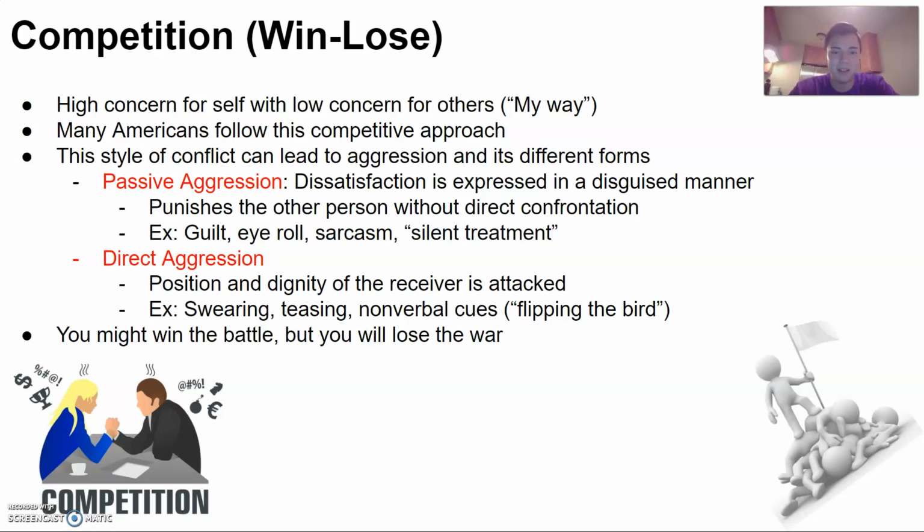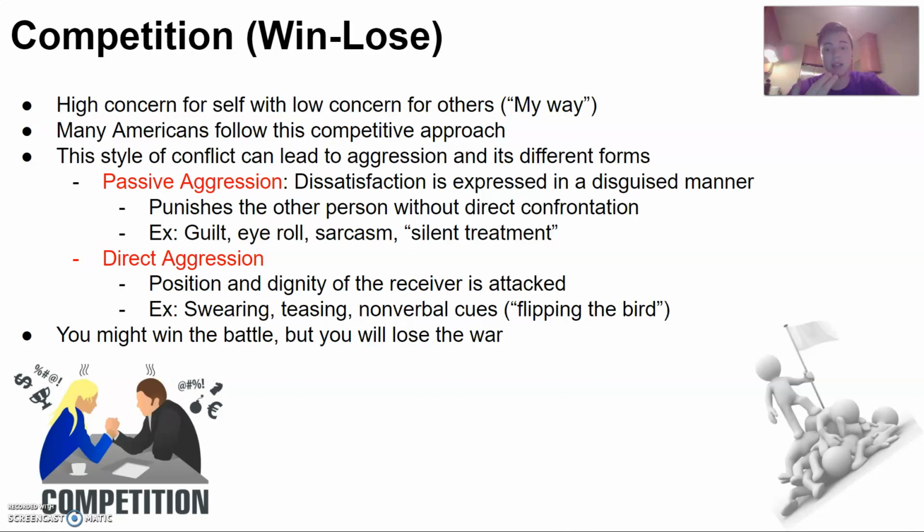Many Americans follow this competitive approach. This is because we live in a society where names and status do matter. So anyone will do anything they can to get the upper hand in any situation that they're in. This competitive style of conflict can lead to aggression in its different forms. The first one that's mentioned is passive aggression.